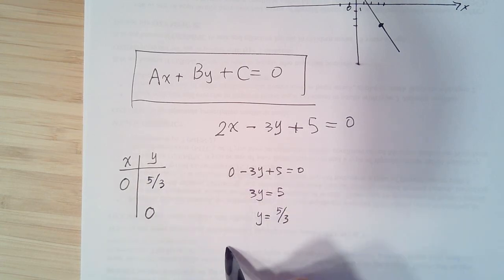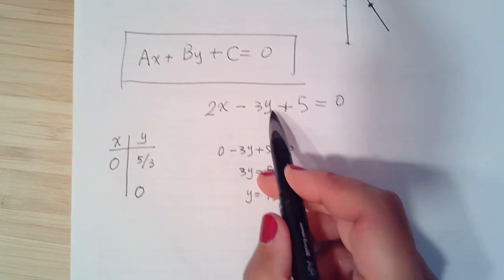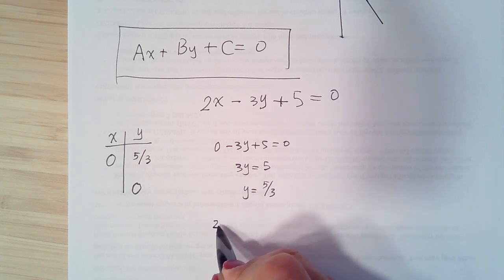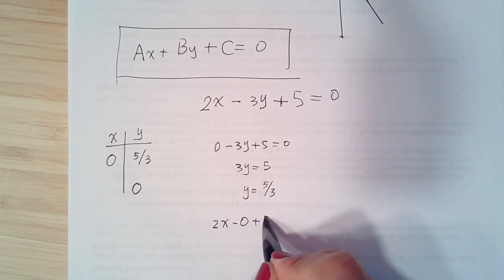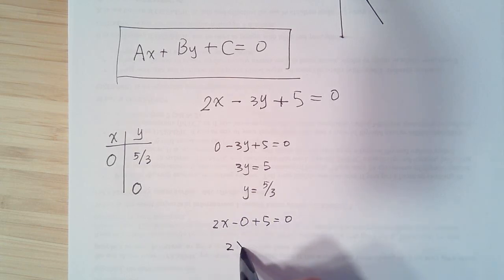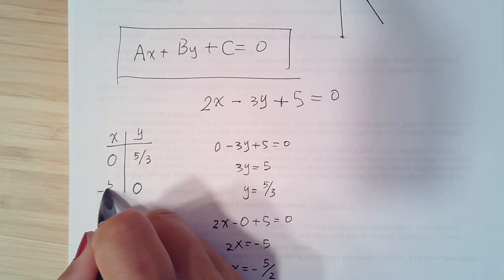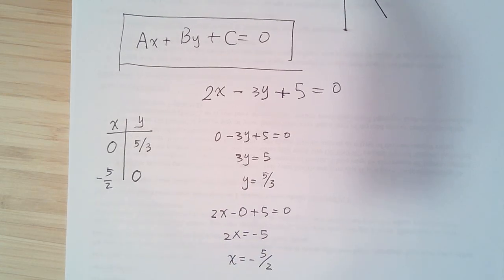And what happens when y equals 0? This part is 0, therefore I get 2x minus 0 plus 5 equals 0. So 2x equals negative 5, and x equals negative 5 over 2. Did you see that? I get 2 points.